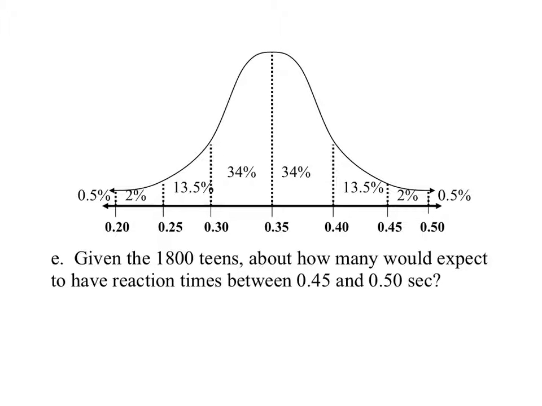The last example we'll look at today: given the 1,800 teens, about how many would you expect to have reaction times between 0.45 and 0.50? So 0.45 and 0.50 is 2%. So again, we are going to take our number of teens and multiply it by 0.02 to get the number of teens in this range. And so we find that there are 36 teens with hand-eye coordination within these two specified times.